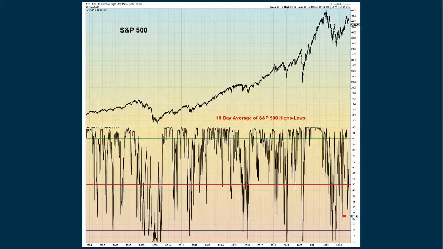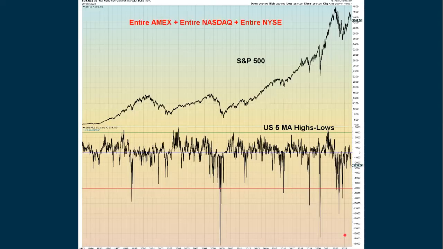Then we have the 10-day average of S&P 500 highs minus the lows, and we use this like an oscillator for an extreme positive or negative reading. When we're below 50 and declining, that is more negative, and it's not giving us an extreme reading right now. Then we take a look at the Amex, NASDAQ, and NYSE, a really broad measure. And then we look at a 5-period moving average of their highs minus the lows. When we're below 0 and declining, that is more negative.